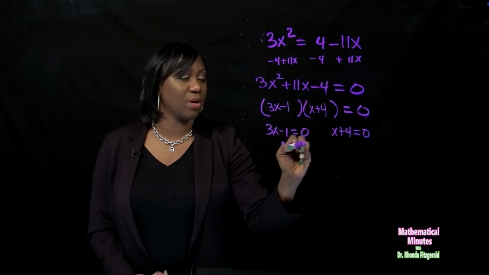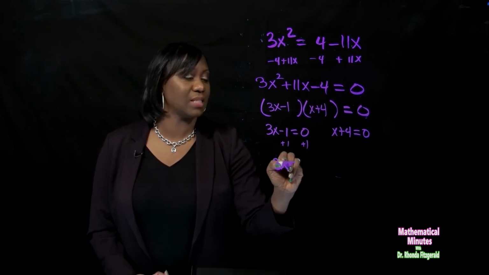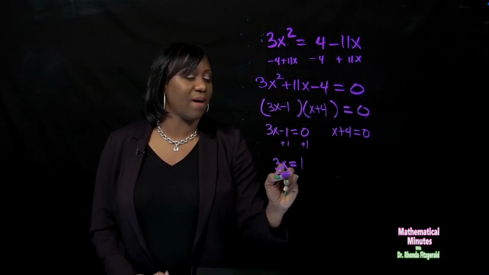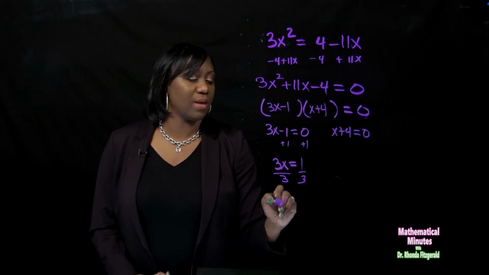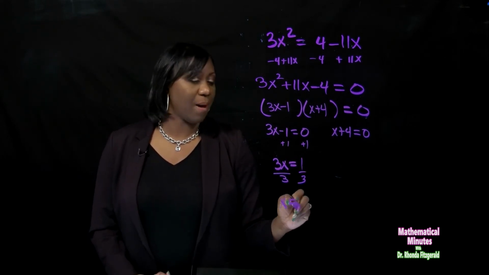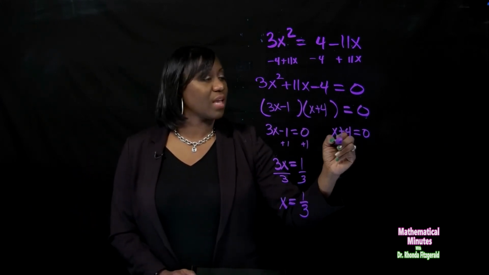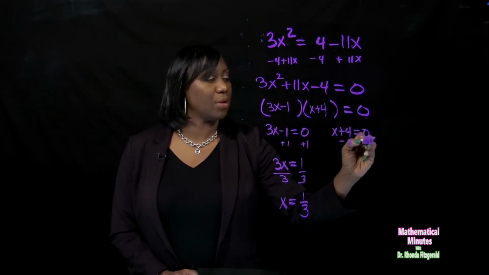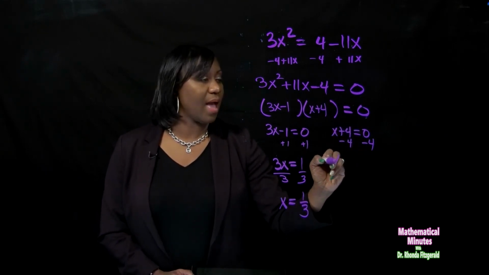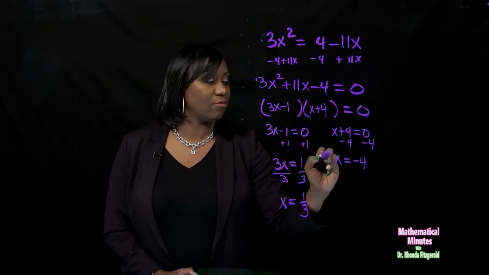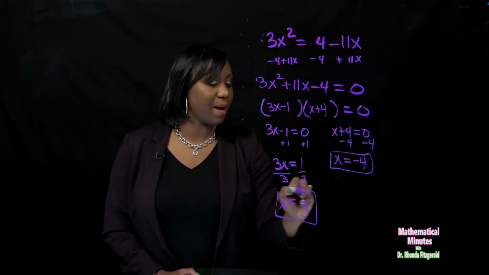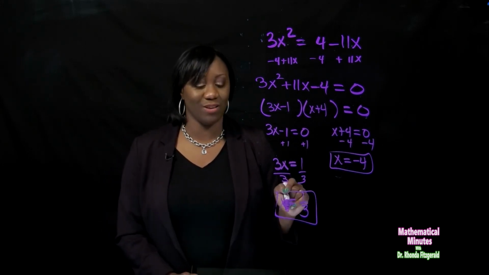So here, if I add 1 to both sides, we have that 3x is equal to 1. Lastly, divide by 3 and we see that we have x is equal to a positive 1/3. And then lastly over here, if I subtract 4 from both sides, we end up with x is equal to negative 4. So my two solutions are a positive 1/3 and negative 4.